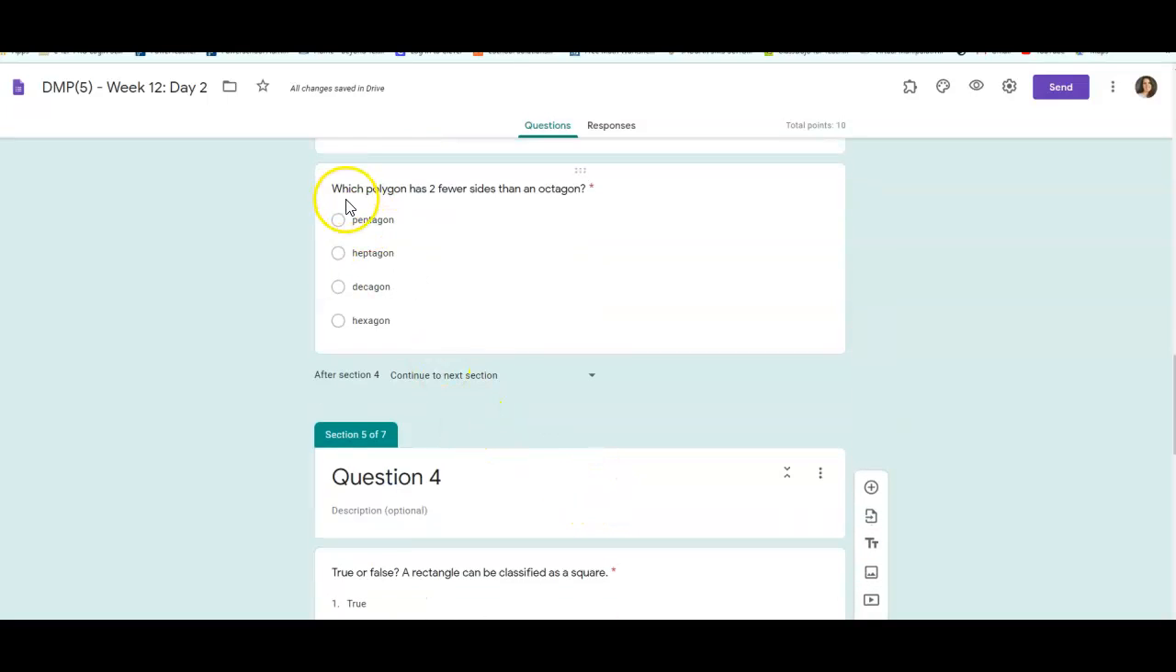Next problem. Which polygon has 2 fewer sides than an octagon? Is it a pentagon, heptagon, decagon, or hexagon? 2 fewer sides than an octagon.